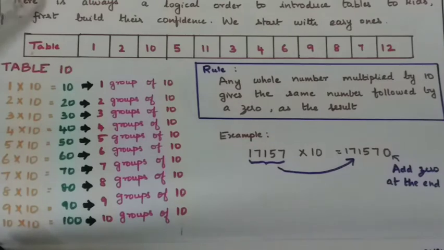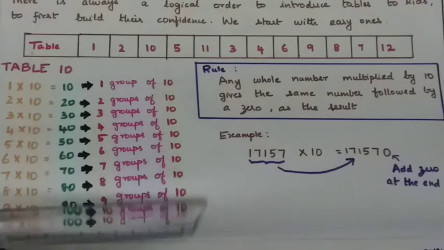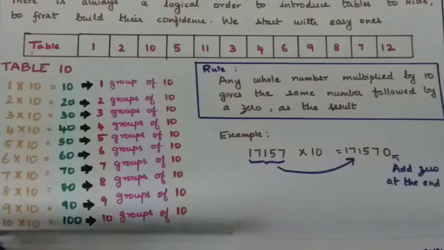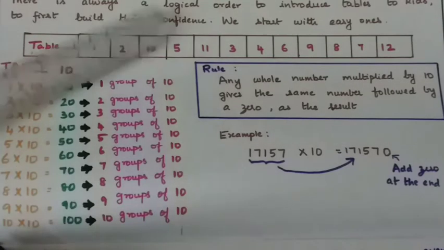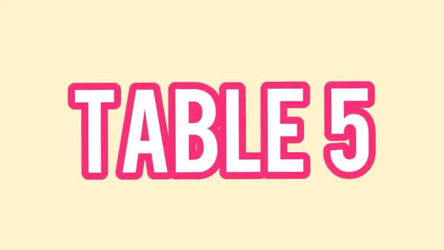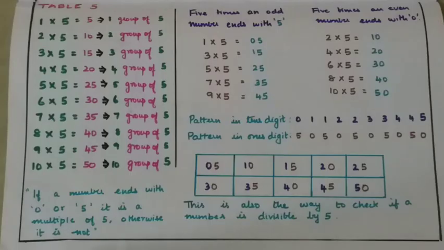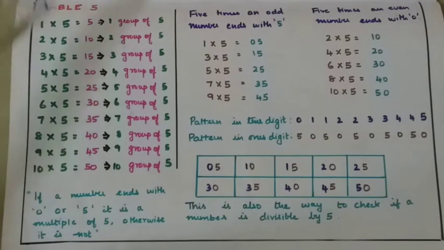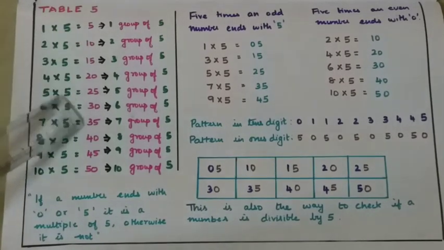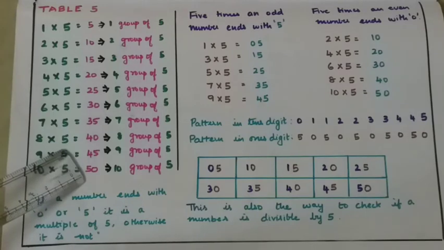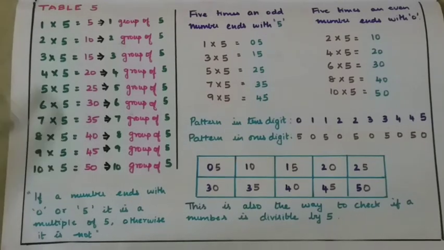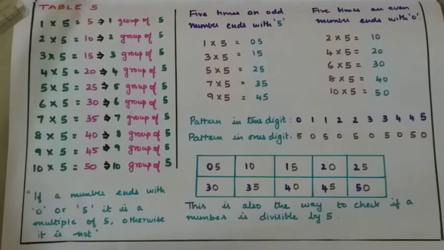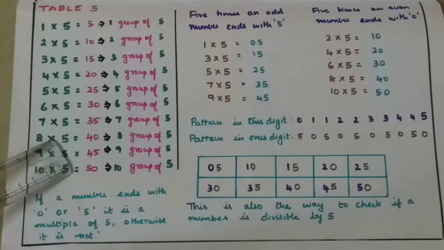Once your kids are clear with these basic rules of table 10, then you can move to the next table, which is table 5. Having learned table 10, learning table 5 is going to be easier for the kids. So this is how table 5 is written, and if you look at the answers that we obtain in table 5, they are going to either end in 0 or 5. And since we have already learned the concept of skip counting in fives, writing the table sequentially is going to be a cakewalk for the kids.